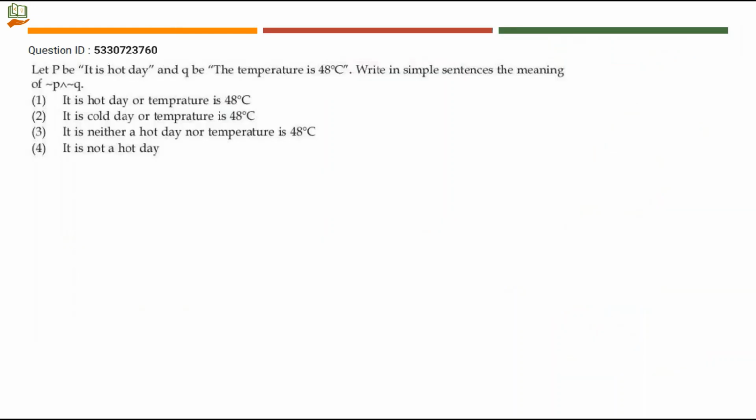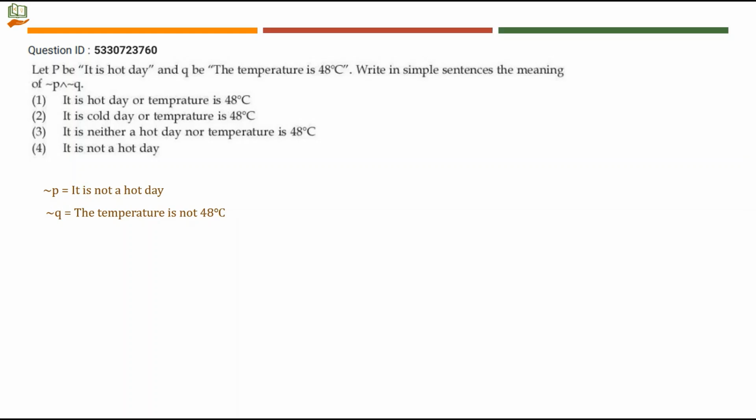Next question. Let P be: it is a hot day, and Q be: the temperature is 48 degrees Celsius. Write in simple sentences the meaning of negation of P and negation of Q. If P is going to be it is a hot day, what is negation of P? It will be it is not a hot day. If Q is going to be the temperature is 48 degrees Celsius, what is not Q? The temperature is not 48 degrees Celsius.